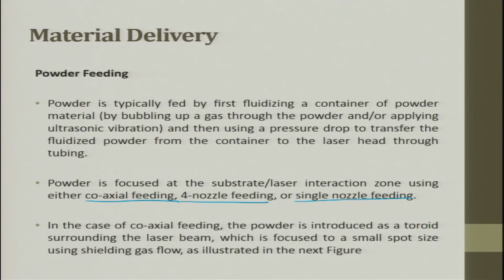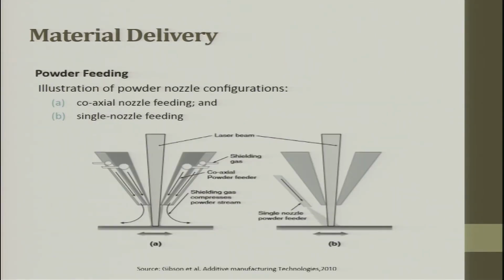The powder is focused at the substrate-laser interaction zone using coaxial feeding, 4 nozzle feeding or single nozzle feeding. Coaxial means it has multiple axes. Around the axis there are multiple feeding points. In the case of coaxial feeding, the powder is introduced as a toroid surrounding the laser beam, which is focused to a small laser spot using shielding gas flow, as illustrated in the next figure. So, this is what it is.